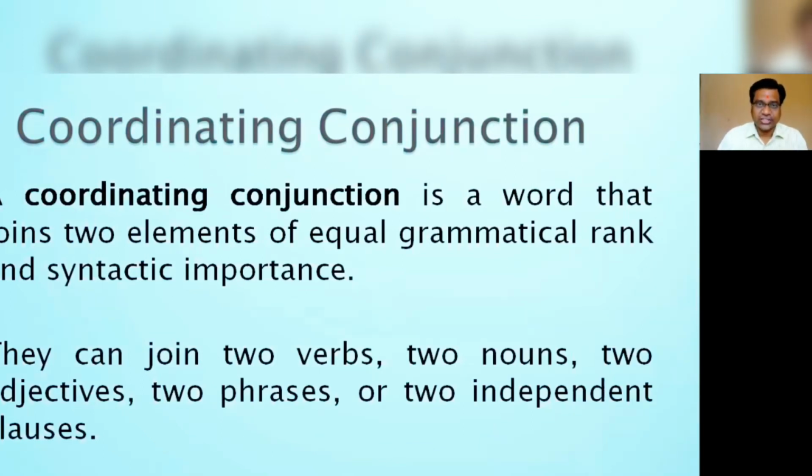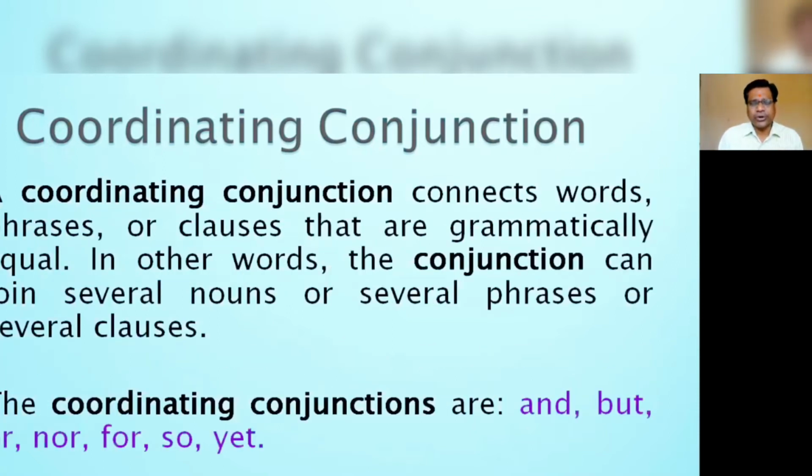See, what are the things that can be joined by a coordinating conjunction? You can join two verbs, you can join two nouns, you can join two adjectives, you can join two phrases, you can also join two independent clauses. And when, more particularly, you join two independent clauses, mind it well, you call that kind of sentence a compound sentence. Let us look at a few more details of the coordinating conjunction.